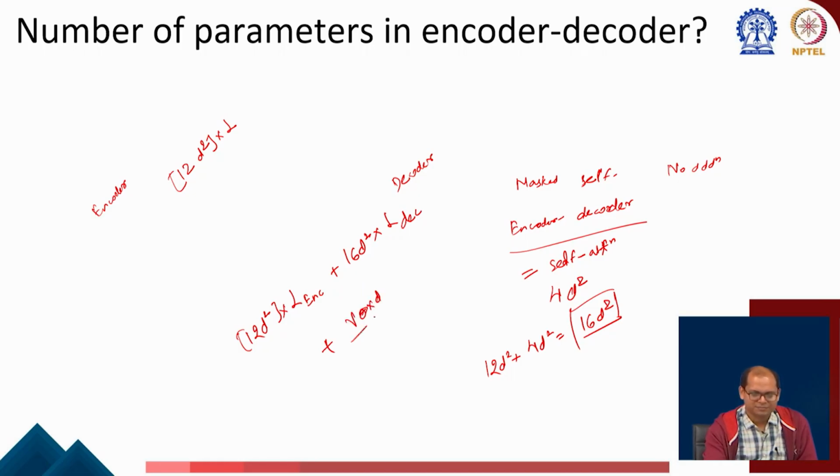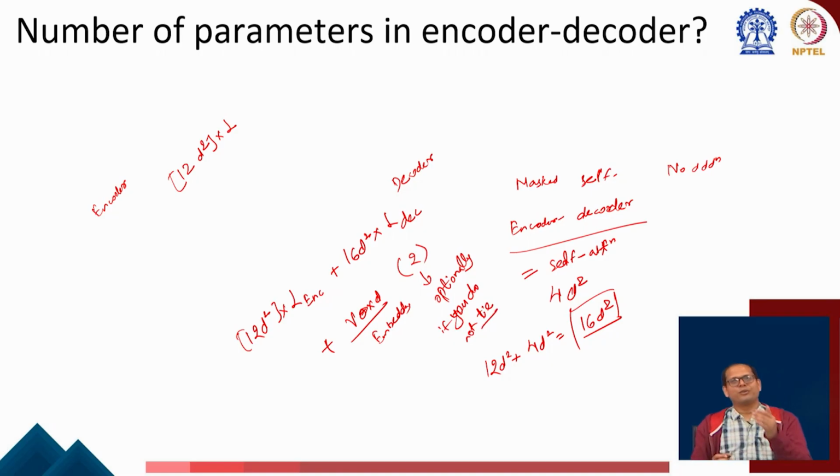So, V cross d for embedding, and that you can multiply by 2 optionally if you do not tie the parameters, right. If you do not use the embedding and unembedding layers as weight tied, you have to multiply by 2 because you are giving it at the input and also you are generating your vocabulary from there. Otherwise, if you are tying, this 2 will go away. So, these are all the parameters typically that you have in the encoder decoder.